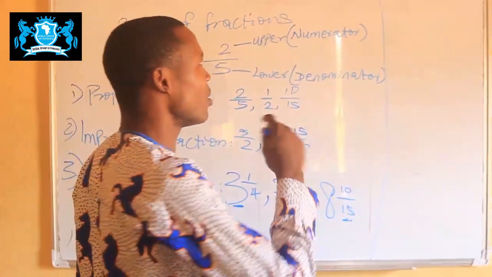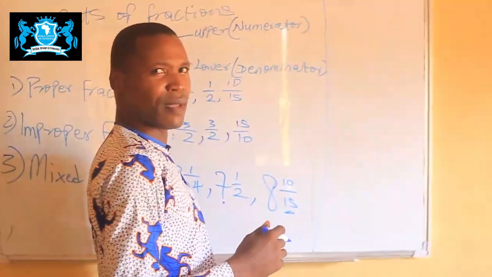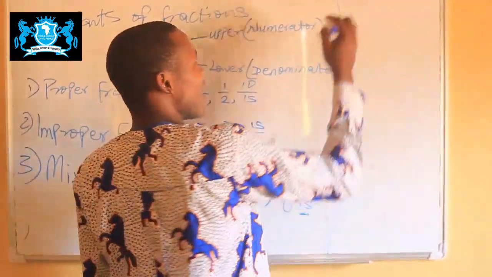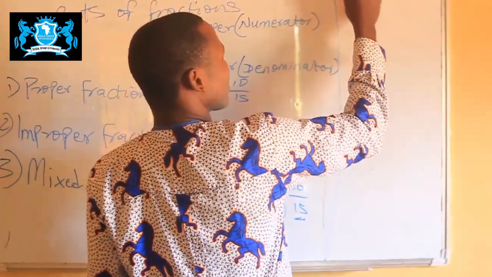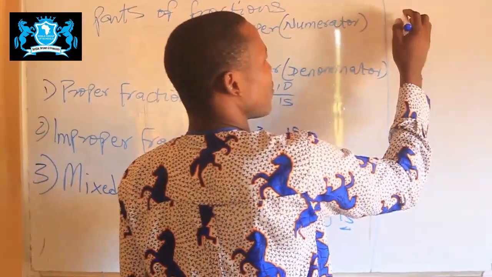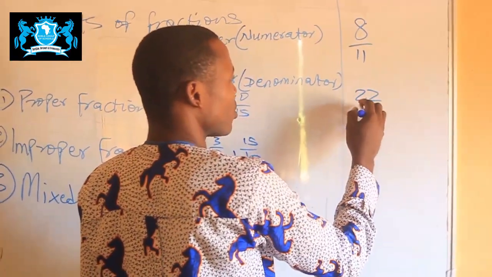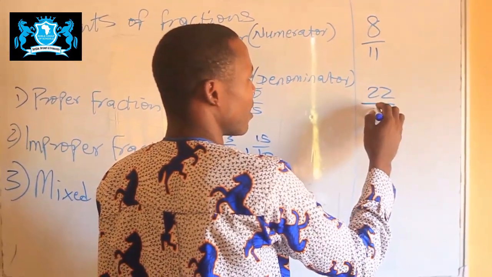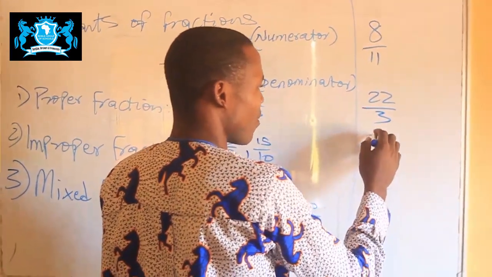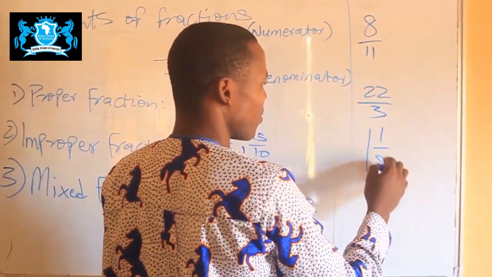A question for you. These fractions, tell me the kind of fraction they are. We have 4 over 3. We have 8 over 11. We have 22 over 3. We have 1 whole number 1 over 8.